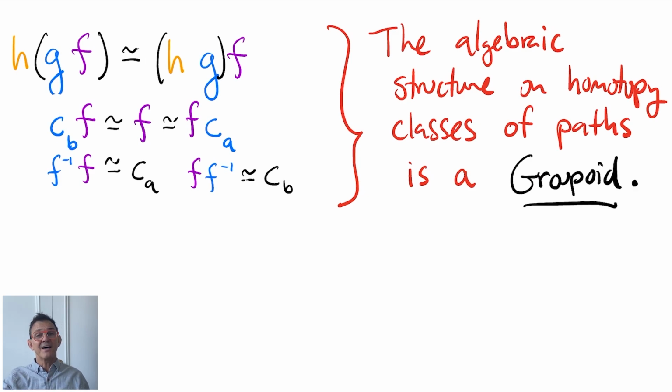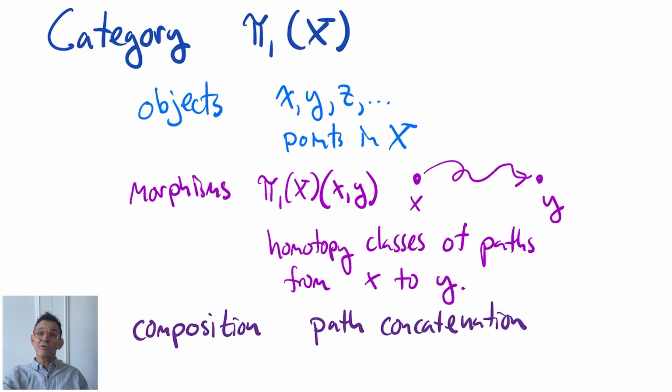To summarize, pi 1 of X is a category whose objects are the points of X. Morphisms between the points x and y are homotopy classes of paths from x to y. Path concatenation defines composition, and the homotopy classes of the constant maps define the identities. And this doesn't just define a category. It defines a category in which every morphism is an isomorphism, because every homotopy class of paths is invertible. And a category in which every morphism is an isomorphism is called a groupoid.